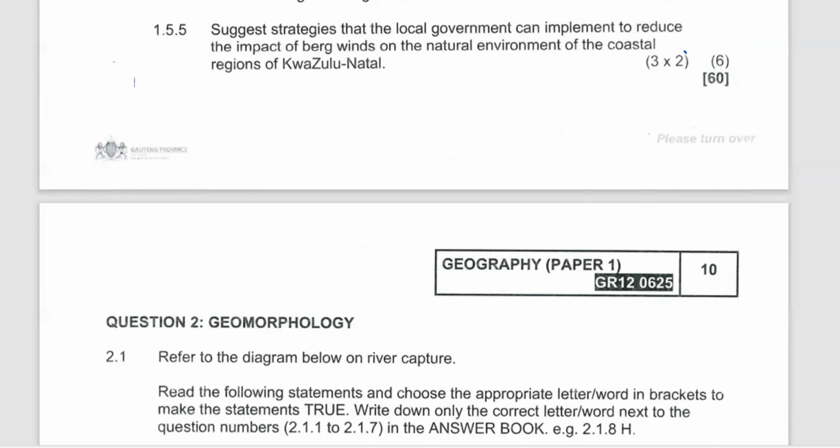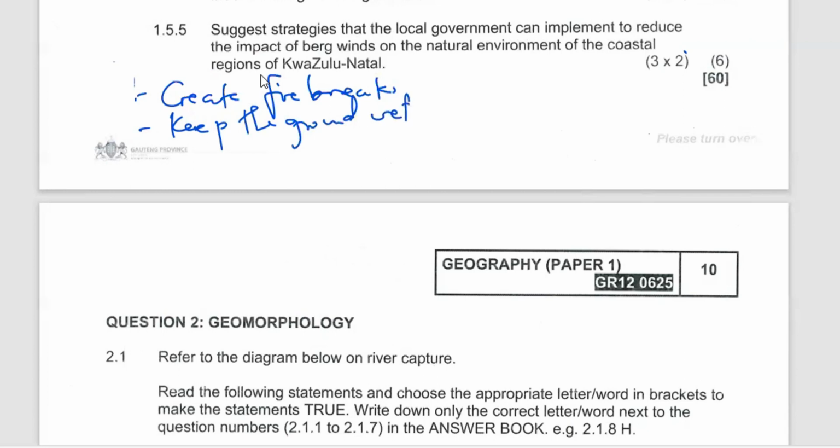Right, I'll just try to highlight some of the strategies. We can talk of, here, we can create fire breaks. The fire breaks will assist in stopping the spread of the fire on the natural environment, or containing the spread of the fire over the natural environment. That is going to assist in the fires not spreading. Or we can also try to keep the ground wet, if possible, so that if there is humidity, the spreading of the fire will be limited and will have less impact on the environment.